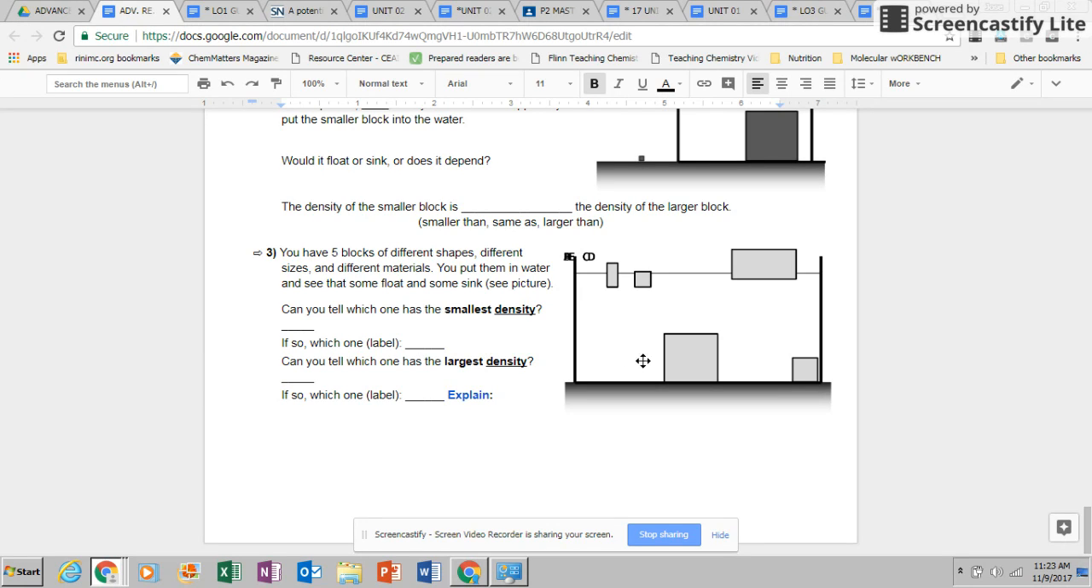Can you tell which one has the largest density? No, because these blocks are both sinking. We don't know their mass. We can tell that they have different sizes. The bigger one, if it had a much bigger mass, could still have a higher density. The smaller one, if it has a decent amount of mass, can also have the higher density. So bottom line, we can't tell, because the liquid in this case doesn't have a density that's close enough to separate these 2 blocks. We do know that they are much denser than the liquid because they're all the way in the bottom.